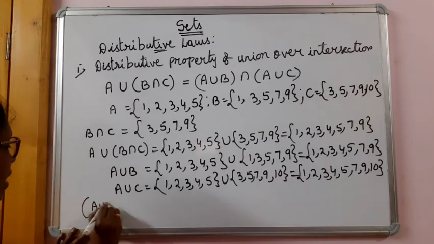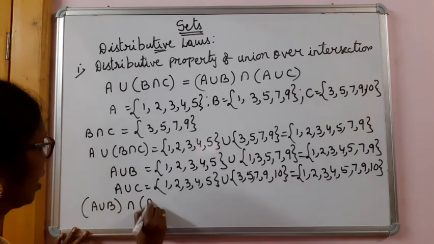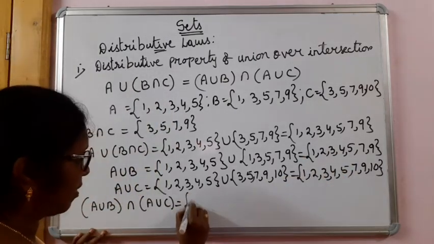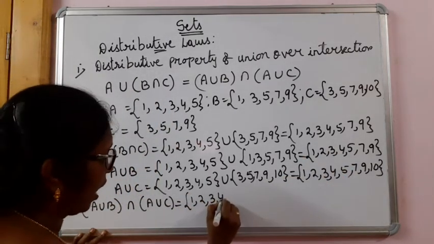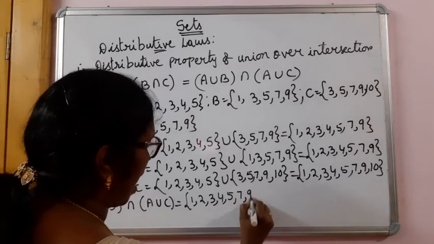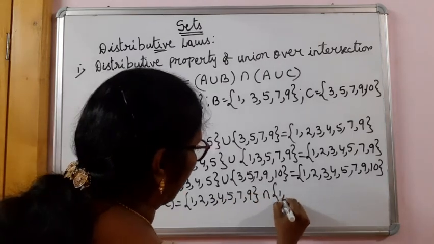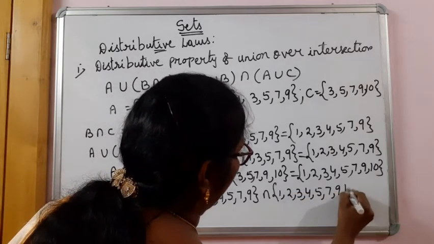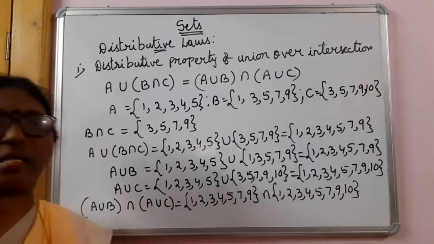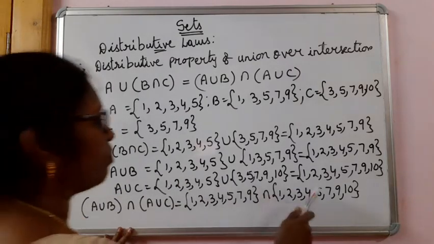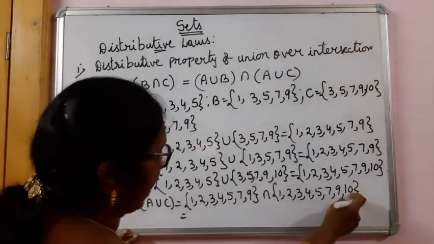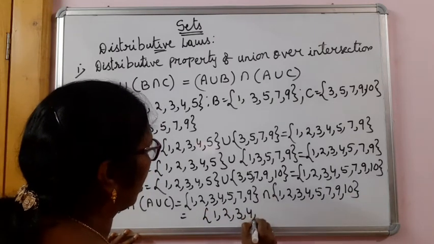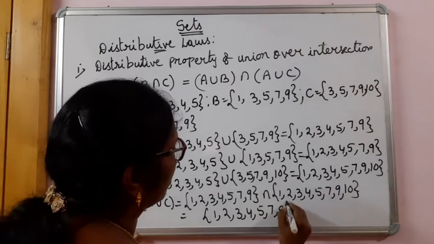So (A union B) intersection (A union C) means this intersection this. Let me write 1, 2, 3, 4, 5, 7, 9 intersection 1, 2, 3, 4, 5, 7, 9, 10. Intersection means what is common in both. What is common? Only 10 is not there. The remaining elements are there in both. That is 1, 2, 3, 4, 5, 7, 9.